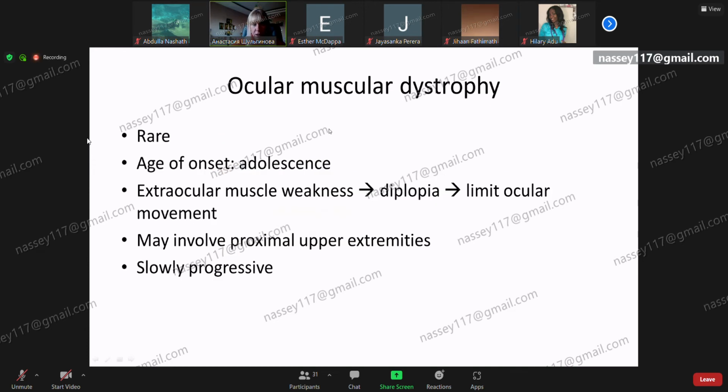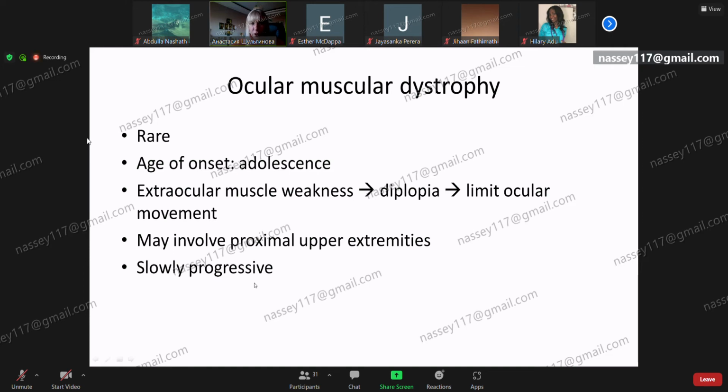Ocular muscular dystrophy, a very, very rare type of muscular dystrophy. Here the extraocular muscles suffer, appearing as extraocular muscle weakness, and due to this, diplopia, double vision, and limited ocular movement. It may involve proximal upper extremities and has the slowest speed of progression.